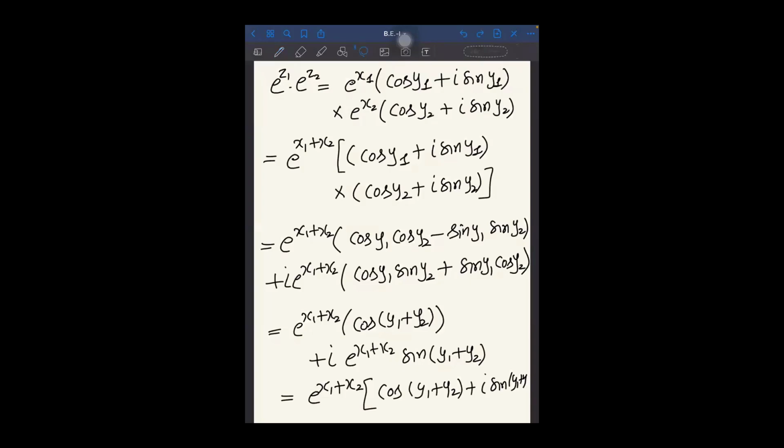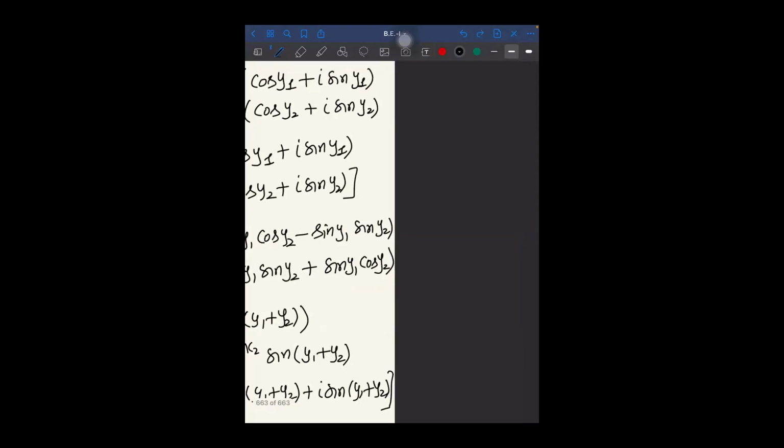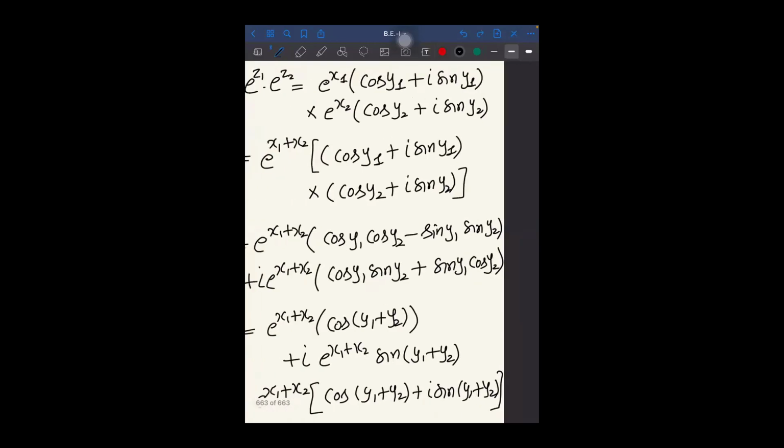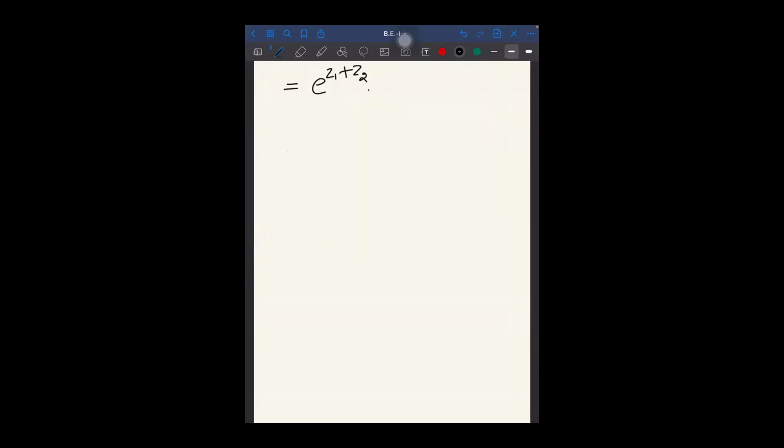Are you with me? Yes, sir. Okay, so you know that this is the real part of z1 plus z2 and this is the imaginary part of z1 plus z2. So ultimately we can write it as e^{z1+z2}. Is it fine? So similarly the others can also be done. Right? You're with me?